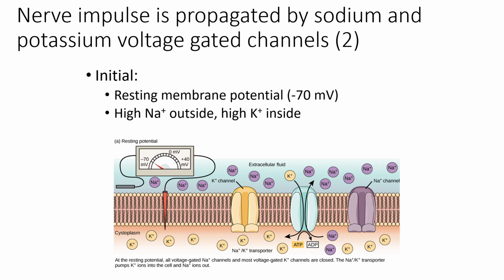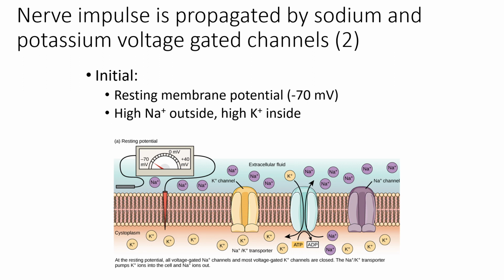And so if you look at the bottom of this picture, we have our resting state. We're at our resting membrane potential, about -60 to -70 millivolts. We have a lot of sodium on the outside. We have a lot of potassium on the inside. And again, this is the resting state, where all of our channels are basically closed.